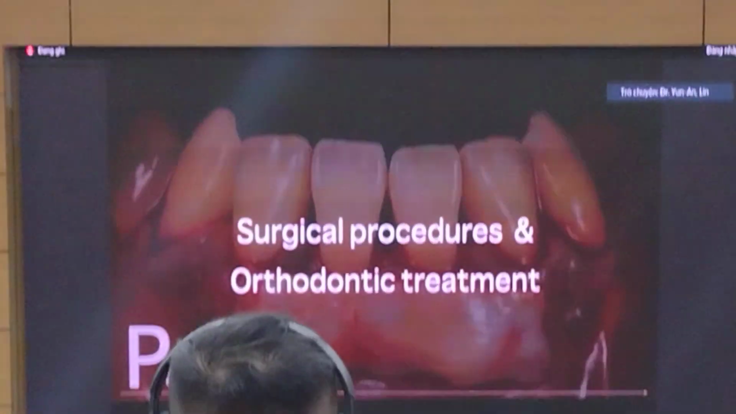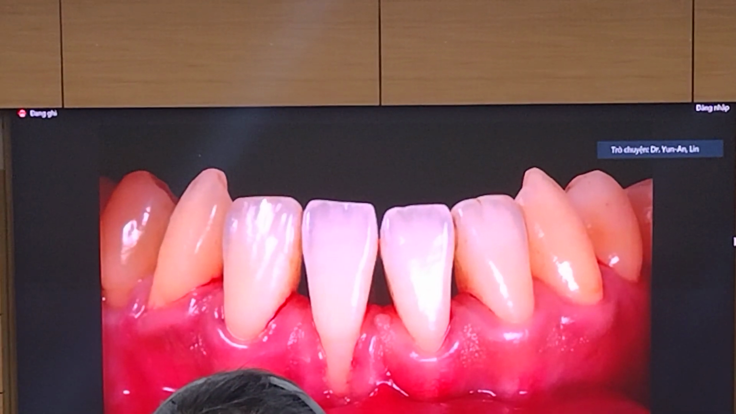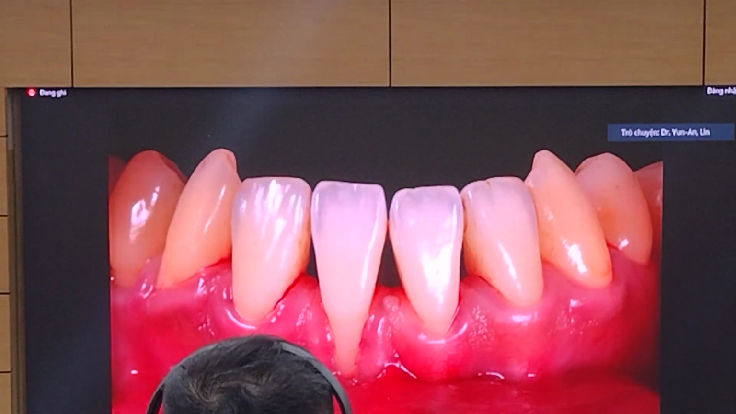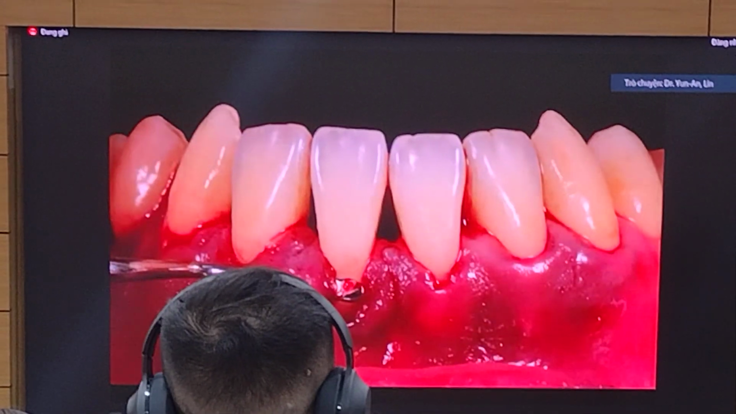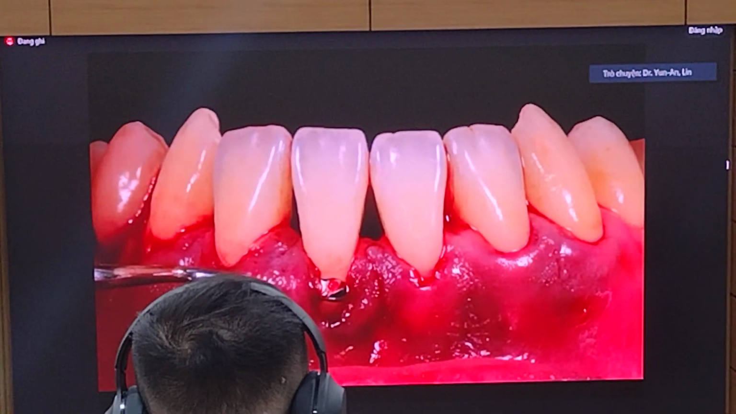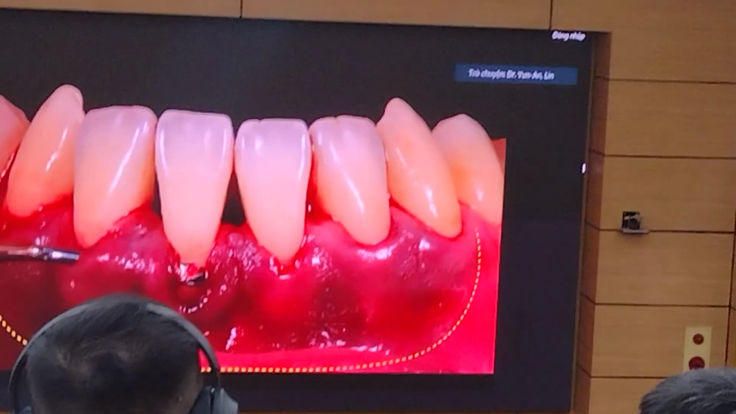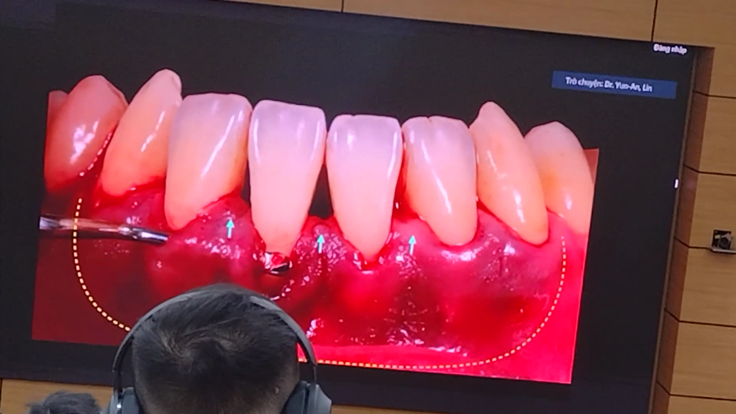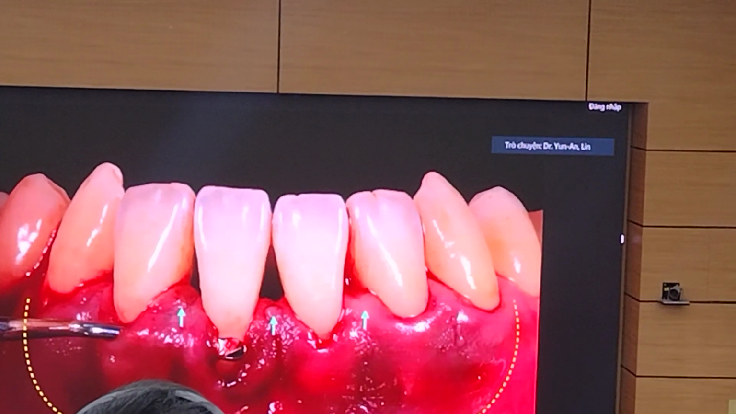So let's start the surgical procedures. Scaling and root planing was performed to clean the root surface, followed by an intrasulcular incision with a microblade. A partial thickness dissection was performed from canine to canine with a tunneling knife, and the papillae were also released across the crest and lifted.